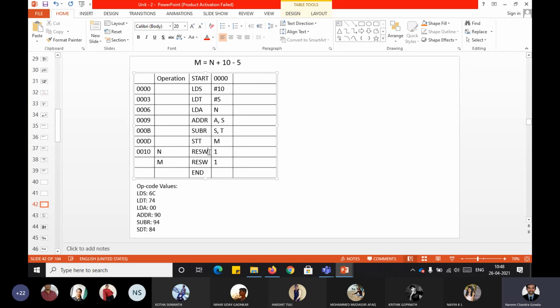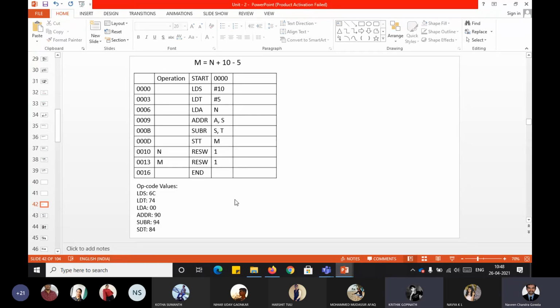So now it is RESW 1, so how much memory space needs to be allocated, guys? 3 bytes need to be allocated. So you get 0013. Again you have M, RESW 1. So how much memory space needs to be allocated? 3 bytes. So what would be the next address? 0016. Yes, 3 plus 3 is 6.